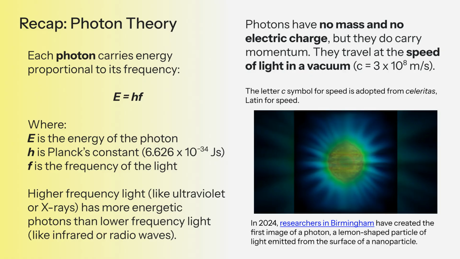Let us summarize our learning by reviewing how the photon theory successfully bridges the wave and particle models of light. Each photon carries a packet of energy that is directly proportional to its wave frequency, as shown in the equation E equals hf. Because of this relationship, high-frequency light like ultraviolet carries far more energetic photons than low-frequency light like infrared. Furthermore, these massless, chargeless particles travel at the constant speed of light in a vacuum, symbolized by the letter c, which in Latin means celeritas, or speed.